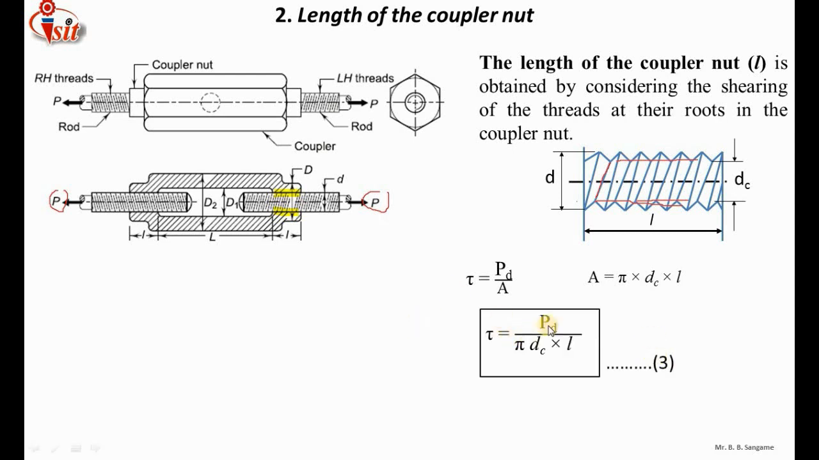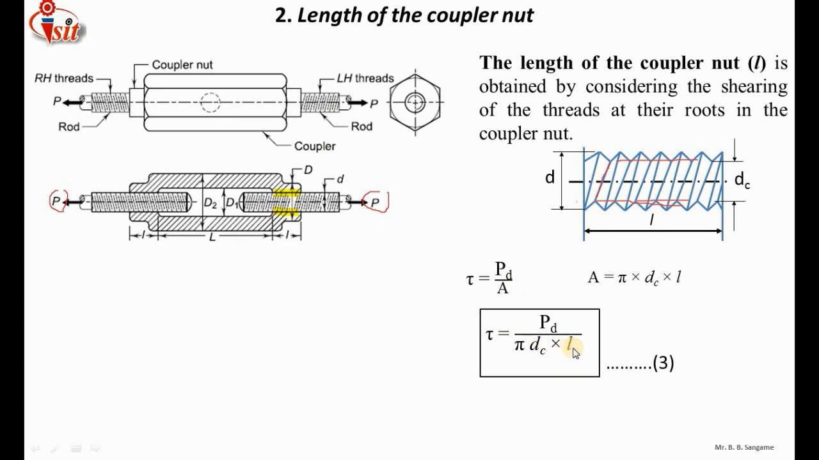An equation will be tau is equal to PD divided by pi dc into L. Now in this equation, tau is the permissible shear stress. PD is the design load that we can calculate. DC is the core diameter that we have calculated in the previous slide. I have discussed the calculation of core diameter DC.